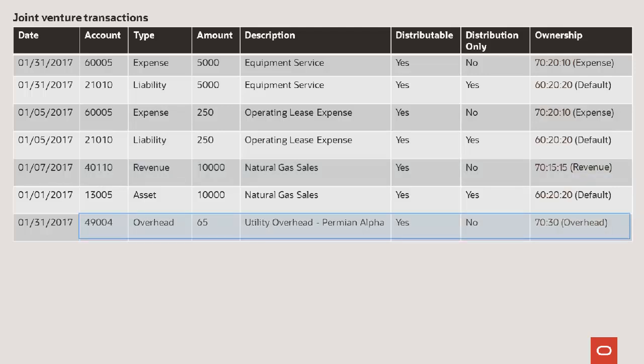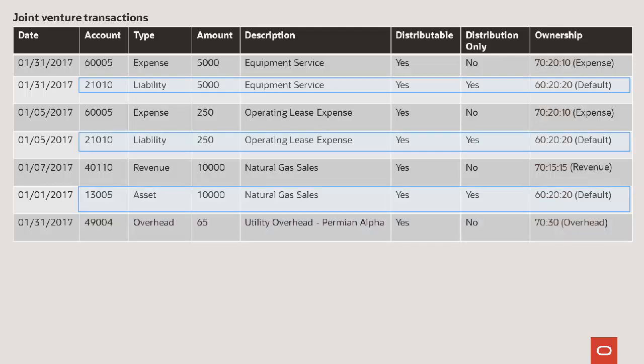The ownership percentage for the overhead transaction comes from the overhead method definition. If an account is distributed and is not in the cost or revenue account sets, the default ownership percentage of 60-20-20 is used.